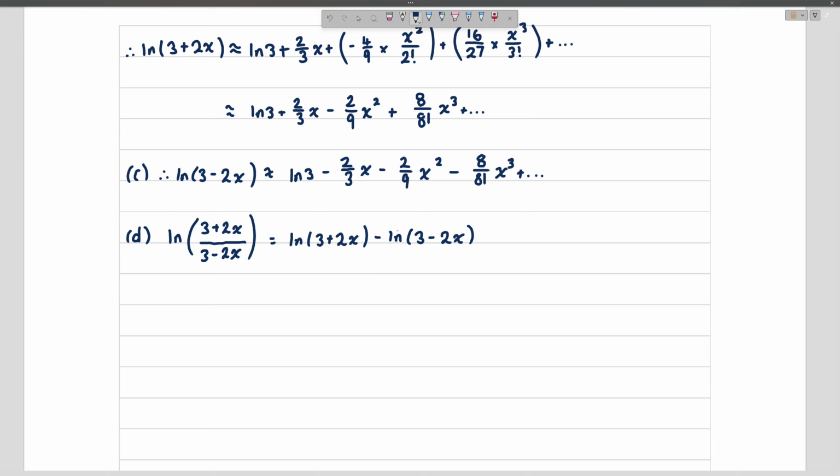Now, we know the Maclaurin series expansion for both of these individual terms, right? This one we did in part B, and this one we just did in part C. So all I need to do is write this as a difference of the Maclaurin series expansions. Let's do that underneath here. So ln of 3 plus 2x, that's what we had in part B. I'll put these in two different brackets. So I've got ln 3 plus 2 over 3x minus 2 over 9x squared.